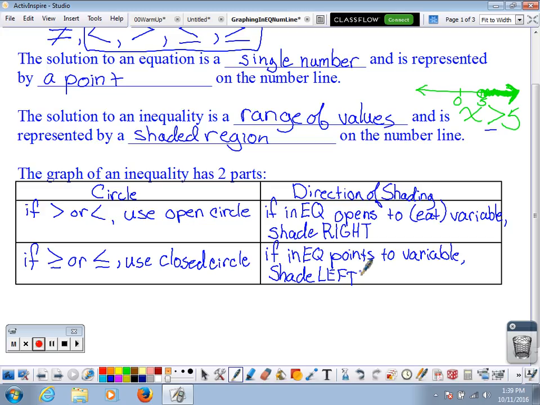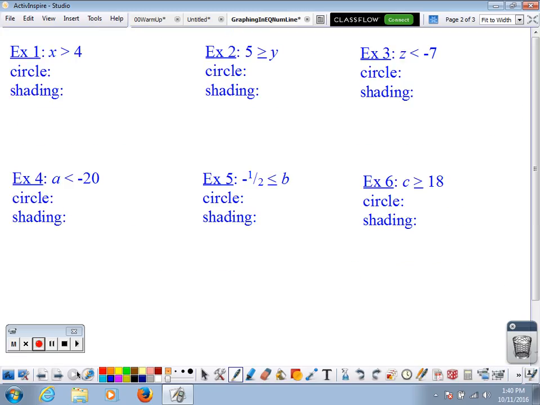Okay, now, I want to take a look at some examples. So we'll keep that chart in mind. And in fact, I have this for you. I'll put this up over here. Okay, you guys have your chart on your notes. I've got mine up over here. All right, and we'll look at these 6.